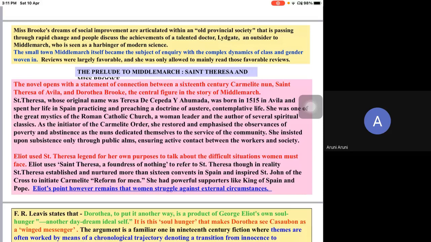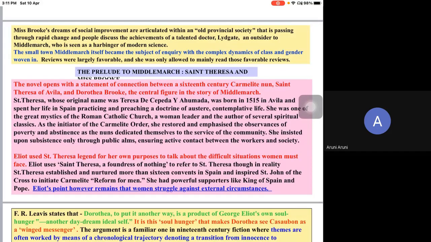The Prelude to Middlemarch, St. Teresa and Miss Brooke. So the novel opens with a statement of connection between the 16th century Carmelite nun, St. Teresa of Avila, and Dorothea Brooke, the central character in the story of Middlemarch. St. Teresa, whose original name was Teresa de Cepeda y Ahumada, was born in 1515 in Avila and spent her life in Spain practicing and preaching the doctrine of austere contemplative life.